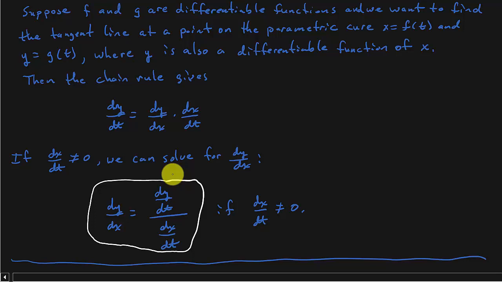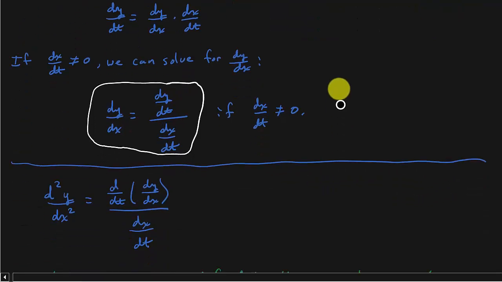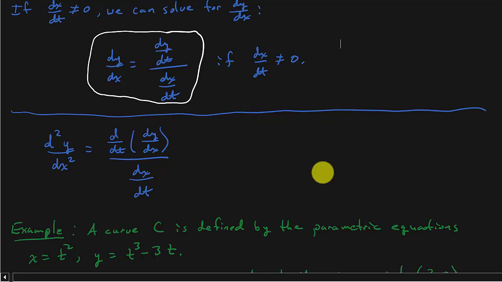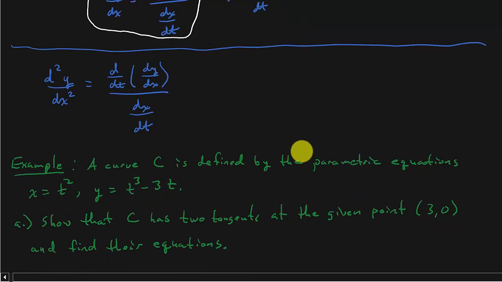Before we get to our example, we'll also need to know how to find the second derivative. The second derivative of y with respect to x is the derivative of dy/dx with respect to t, over dx/dt. So this is your second derivative, and we're going to do examples of both. In this first example, we're finding the derivative.